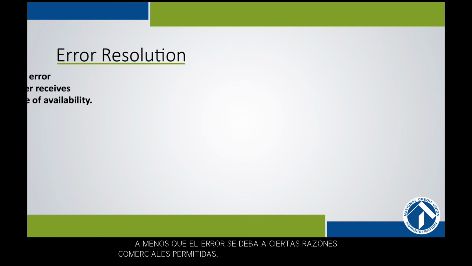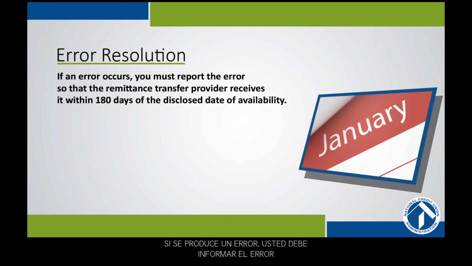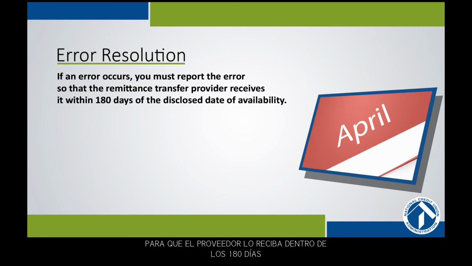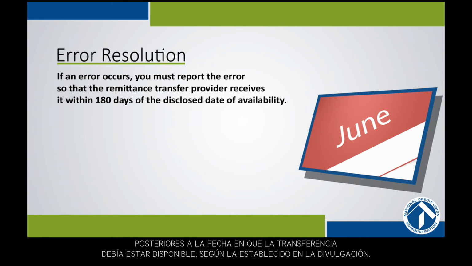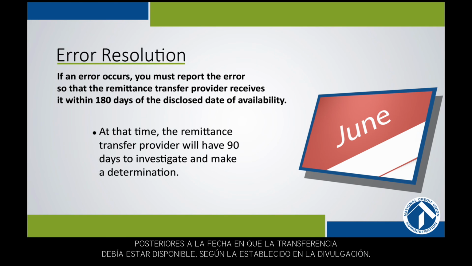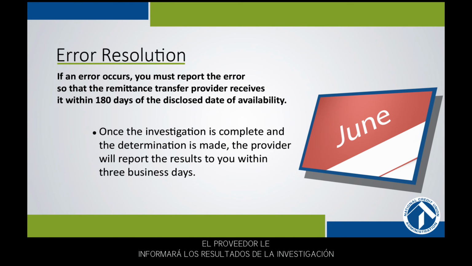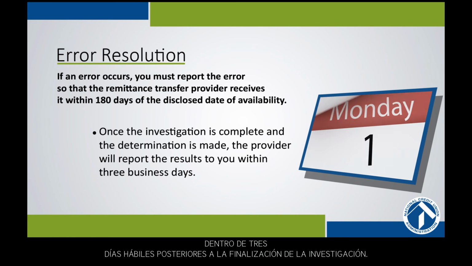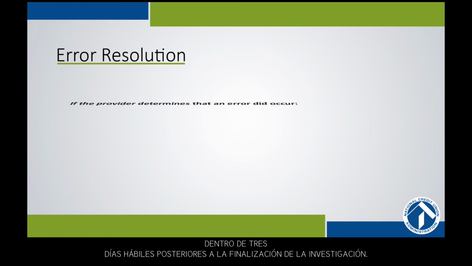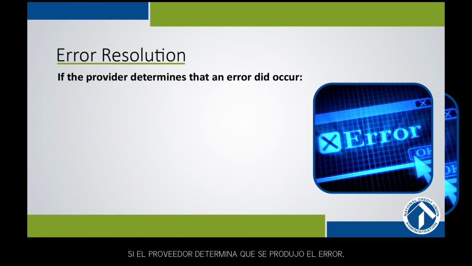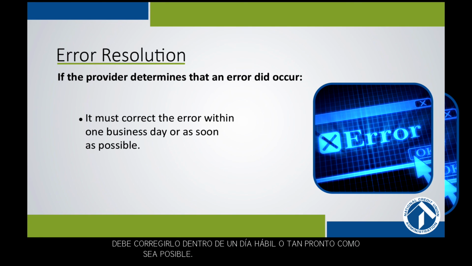If an error occurs, you must report the error so that the provider receives it within 180 days after the date the transfer was to be available, as stated in the disclosure. At that time, the transfer provider will have 90 days to investigate and make a determination. The provider will report to you the results of the investigation within 3 business days after completing its investigation. If the provider determines that an error did occur, it must correct the error within 1 business day or as soon as possible.